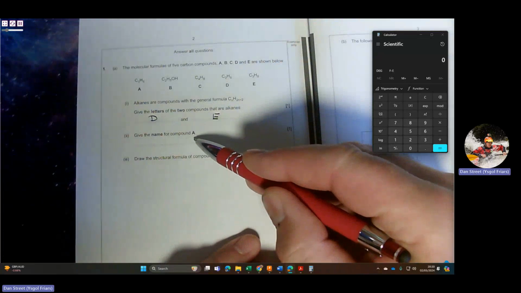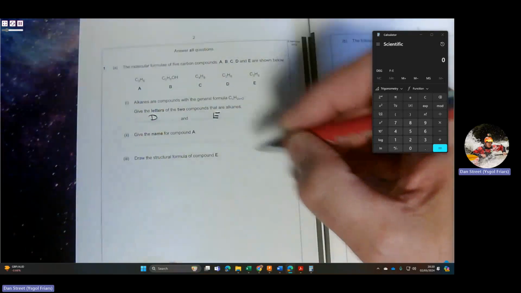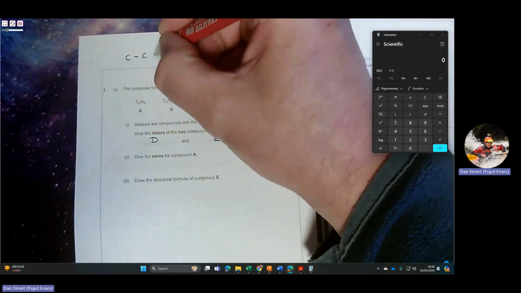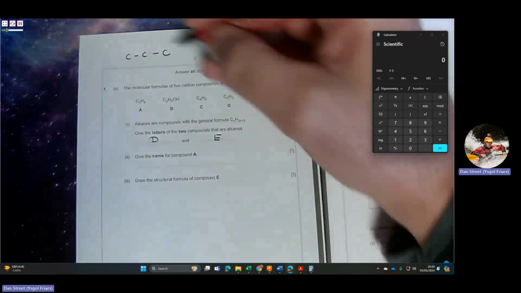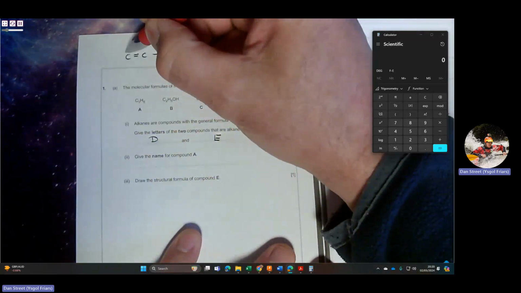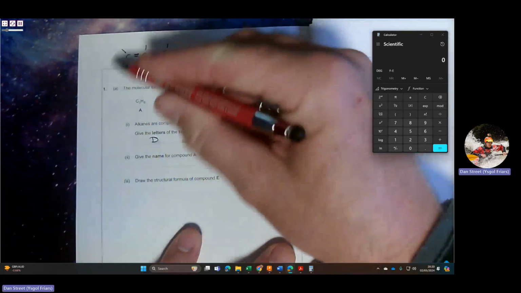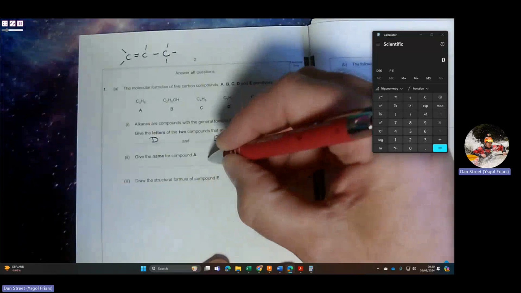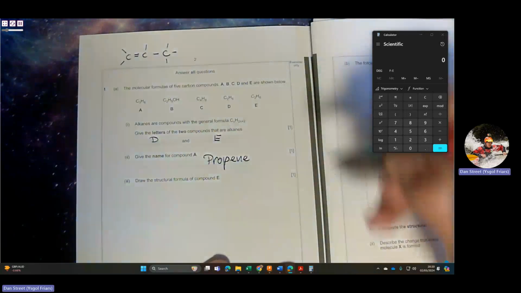Give the name for compound A. For compound A, it might be an idea just to draw it out. Although it does ask us to draw compound E down here, so we'll perhaps do it out there. So it's got 3 carbon atoms in it. We know from the general formula it's going to be an alkene, which means it's got a double bond, and it doesn't matter which of those two you put the double bond on. Then we can add in the extra hydrogens, which would fit on each of those bonds. So it's got 3 carbons in a row, it's got a double bond, so it's propene. The prop coming from the 3 carbons, and the ene coming from the double bond.